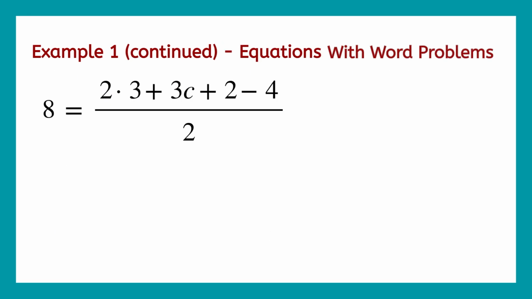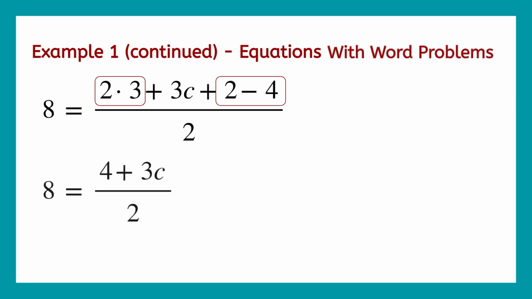So we plug in, we simplify. To simplify this, we're going to realize that 2 times 3 gives us 6. And then we're going to add 2, that would be 8, and subtract 4. That would be 4. So we'll simplify this to 8 equals 4 plus 3 times C, that's the bags of chips, divided by 2. Okay, now to get C by itself. Since the whole thing is divided by 2, we want to get rid of that fraction. Do you remember how we do that? We multiply by the number in the denominator, in this case 2. So we multiply both sides by 2, and we'll get 16 equals 4 plus 3C.